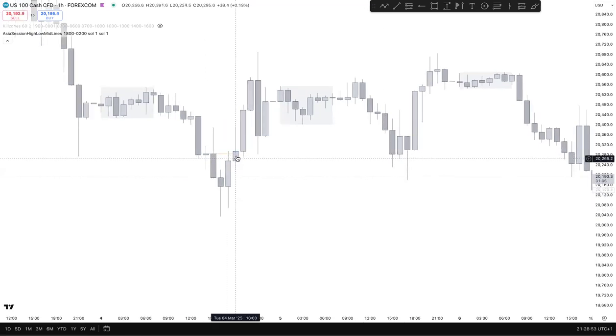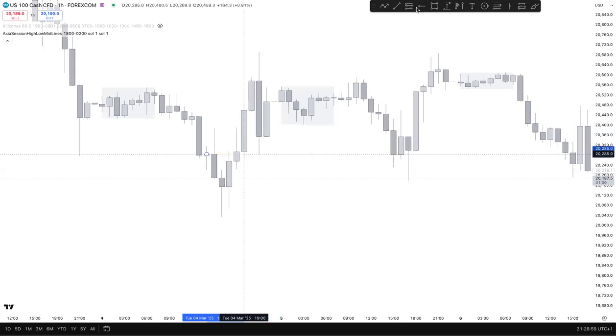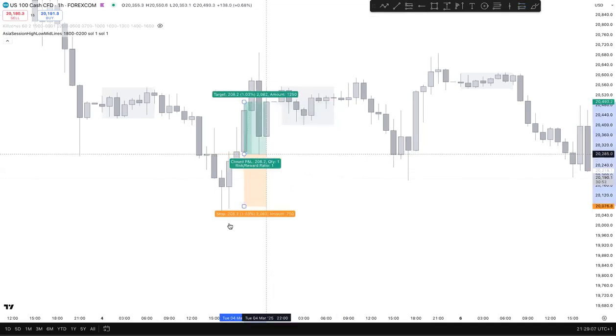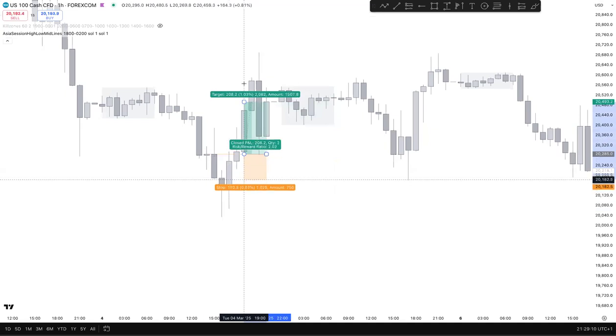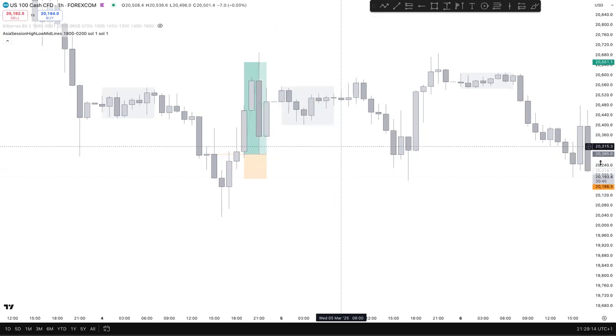No matter how small the candle is, what did the price do next? Price came back and we buy from there. Buy from that same point. And we had a push to the upside before we had a retracement. This was Tuesday. Wednesday, we had the same thing.